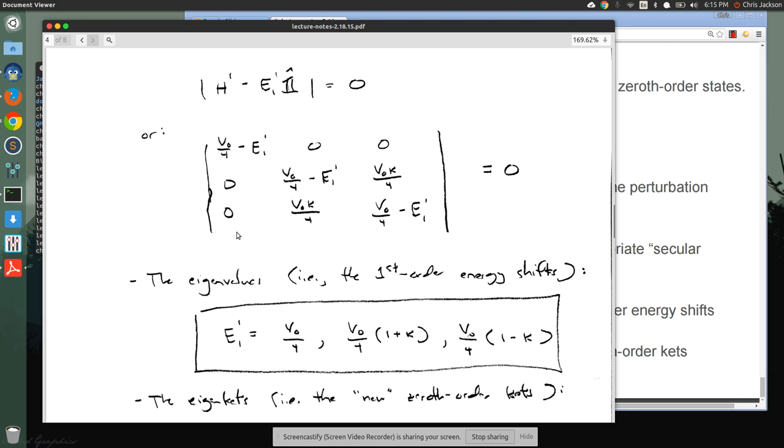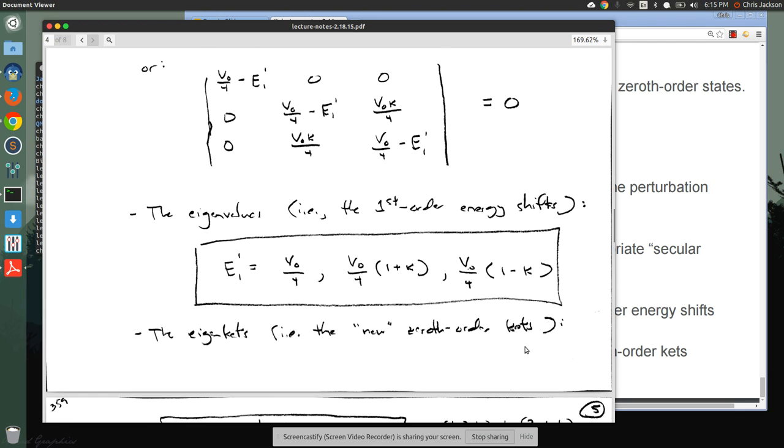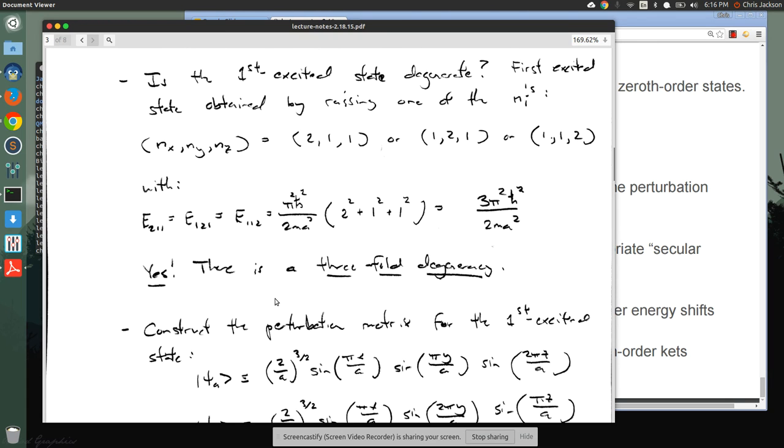And when I compute the determinant, I'm going to get some polynomial equation, right? And I can solve that polynomial equation. And what I end up finding is that I get the eigenvalues being V naught over 4, V naught over 4 times 1 plus kappa, and V naught over 4 times 1 minus kappa, right? And so these are our first order energy shifts, right? So these are the values that we would add to whatever the unperturbed energy is, this guy.